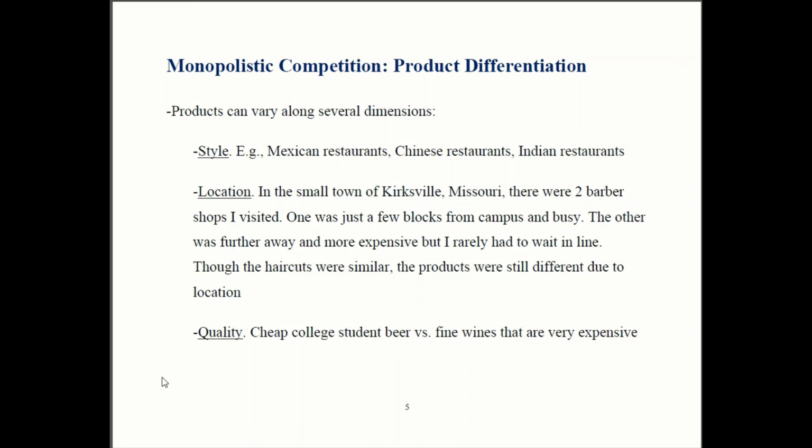Now let's explore one feature of that market structure, which is differentiation of products. So unlike with pure competition, not all the firms are selling the same thing. One way in which products can differ is in the style. So in restaurants, there are many different kinds of restaurants out there. There are high-end restaurants and low-end restaurants.